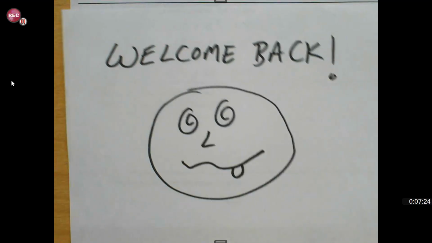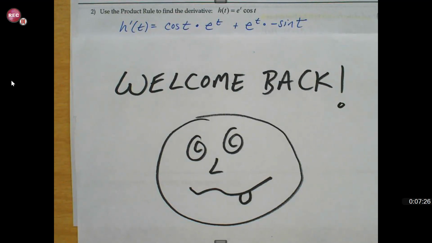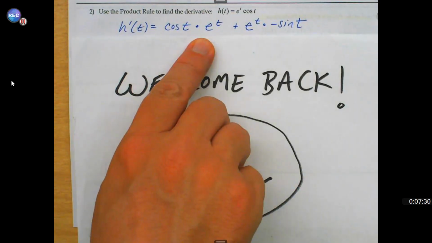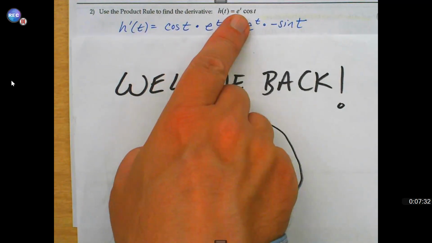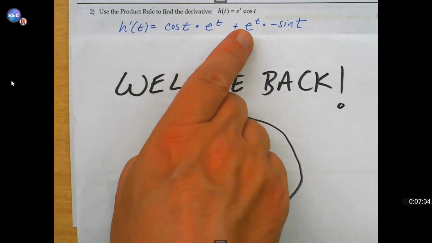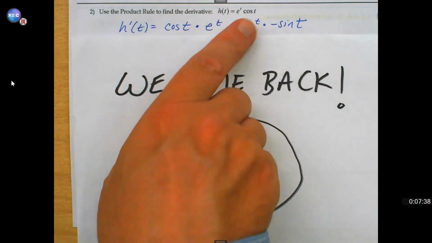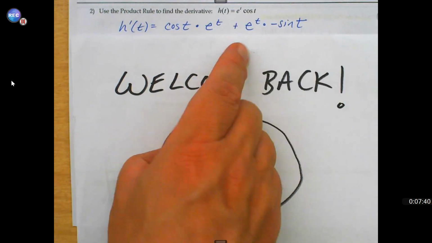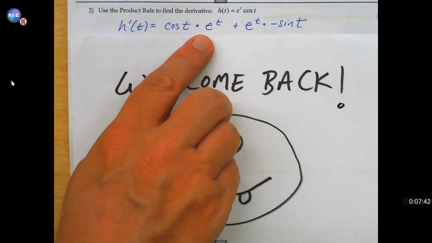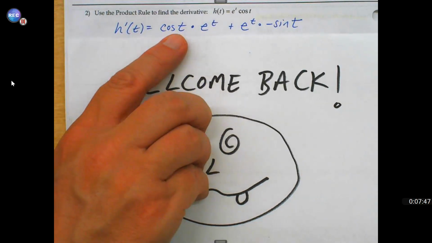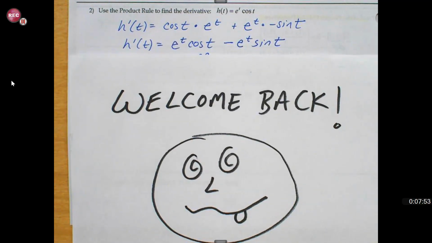Okay, welcome back, everybody. So using my product rule, I have my second factor times the derivative of my first factor. Remember, e to the t's derivative is just itself, plus my first factor times the derivative of my second factor. Derivative of cosine is negative sine. Now, when you put this together, just make sure you put the e to the t in front of the cosine. Don't unite it with this t here, since t is the only thing having the cosine applied to it. So it looked like that.